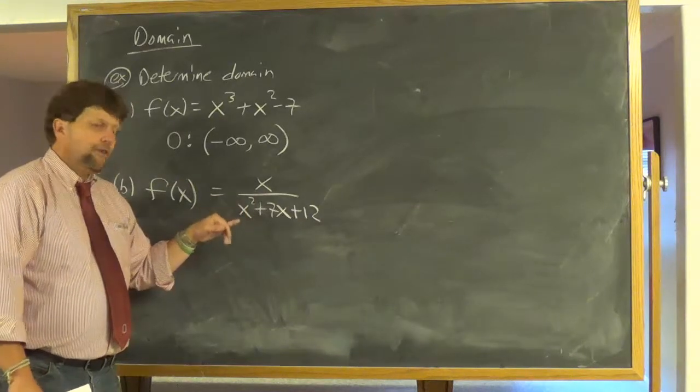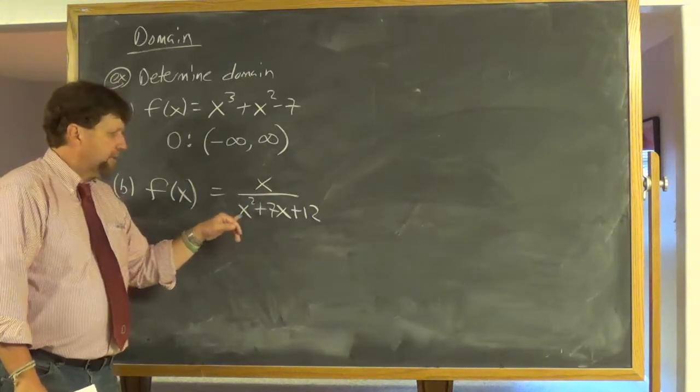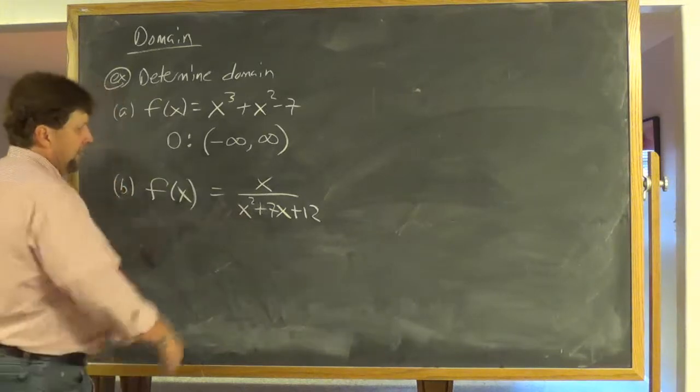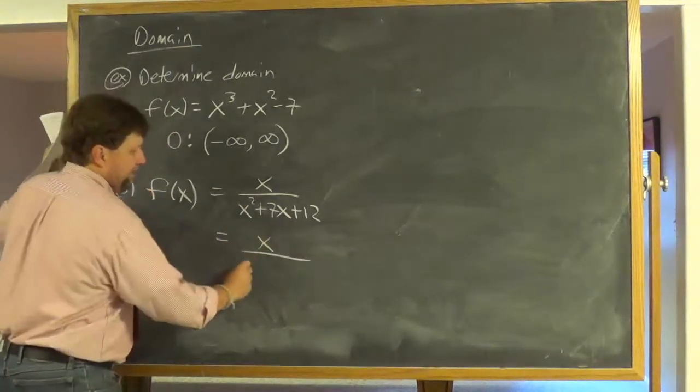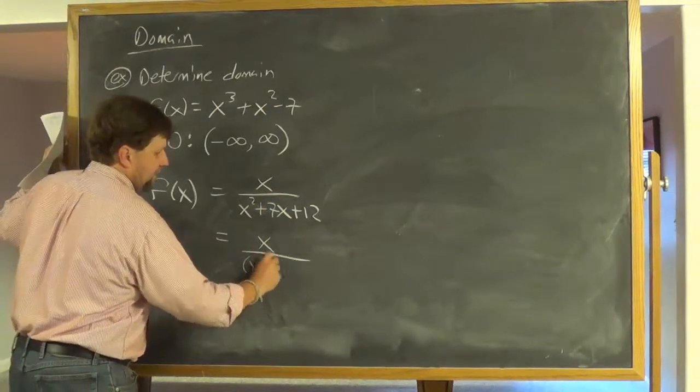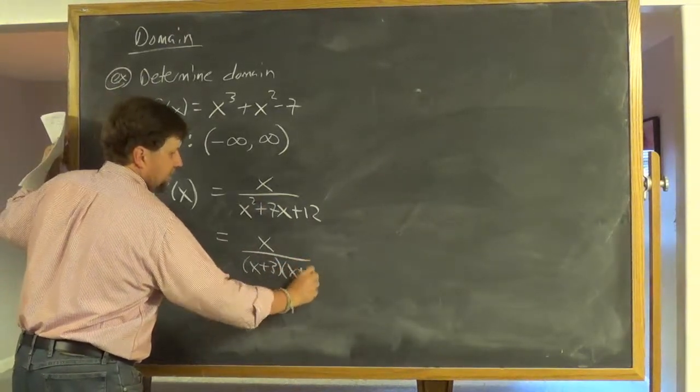So here's what we should do to try to figure out what numbers will make the denominator 0. Let's try to factor that denominator. And I think the denominator factors to x plus 3 times x plus 4.